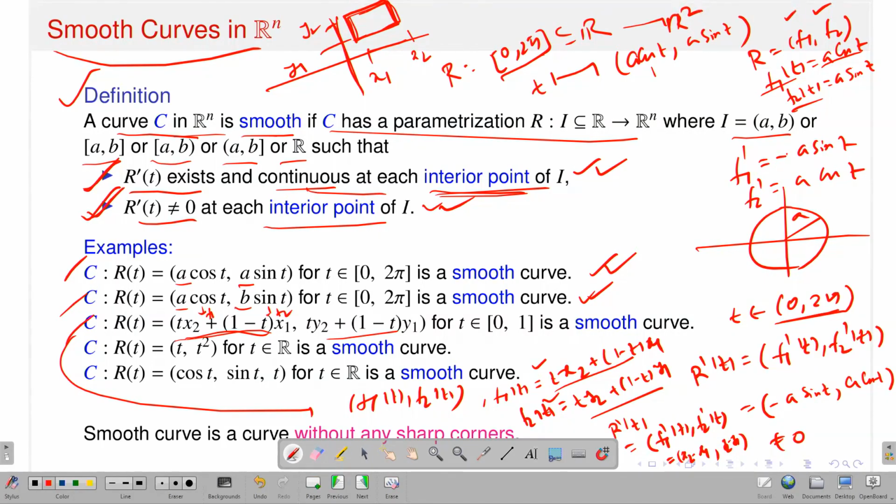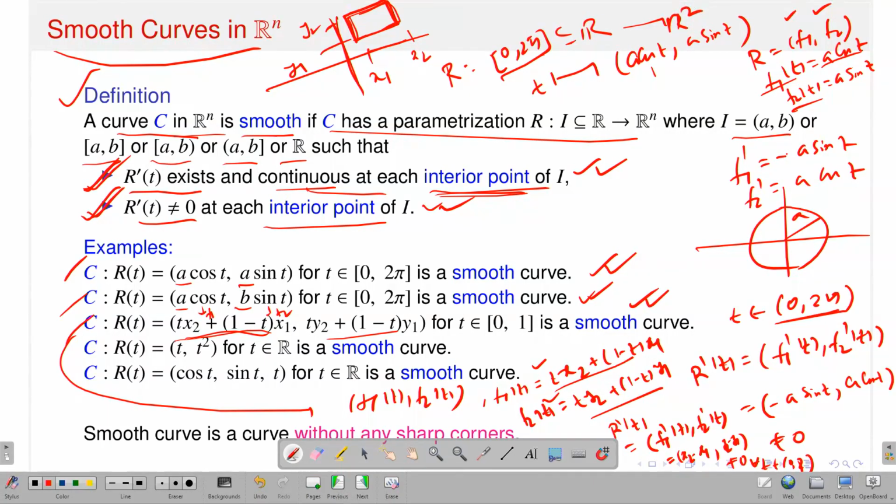And this is constant, and a constant function is again a continuous function. So, therefore, r prime t exists and r prime t is a continuous function, right? So that is the first condition satisfied, and r prime t is also non-zero because x1 is different from x2 and y2 is different from y1. So, this is non-zero for all t in the open interval 0 to 1, and r prime t exists and these are continuous functions. So, therefore, this is a smooth curve.